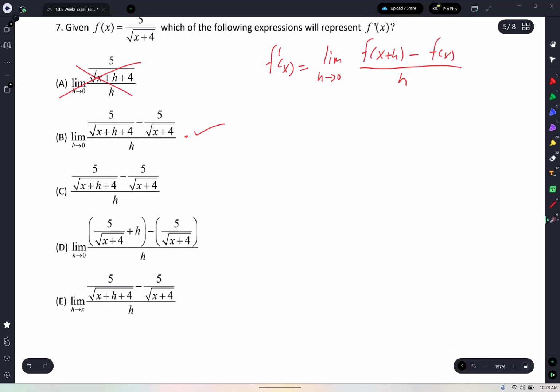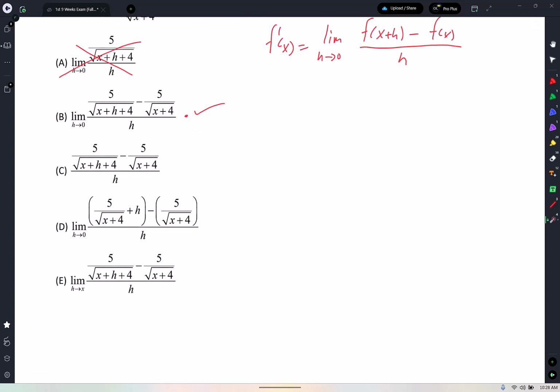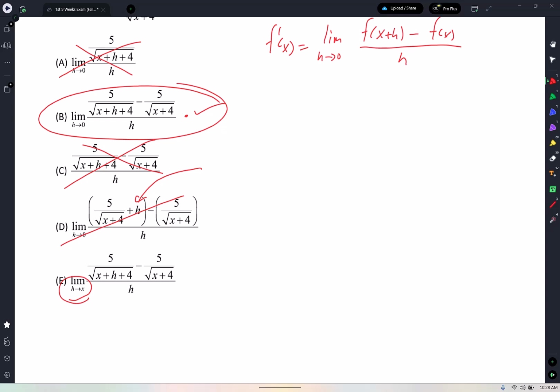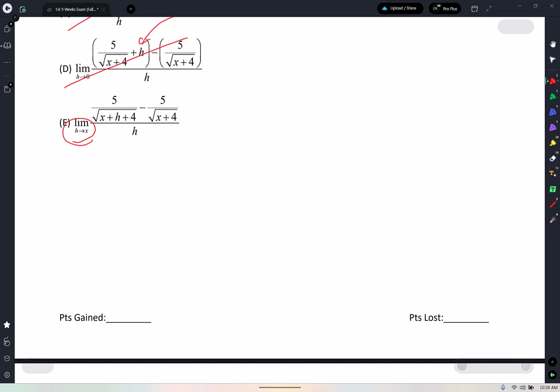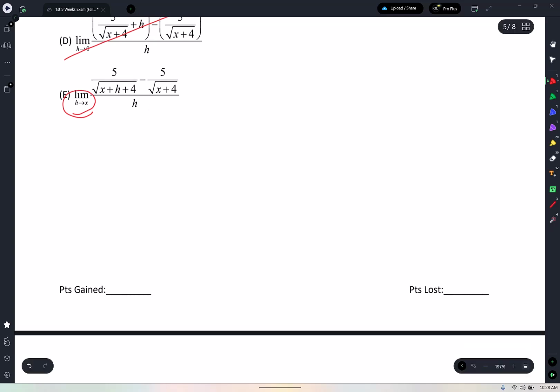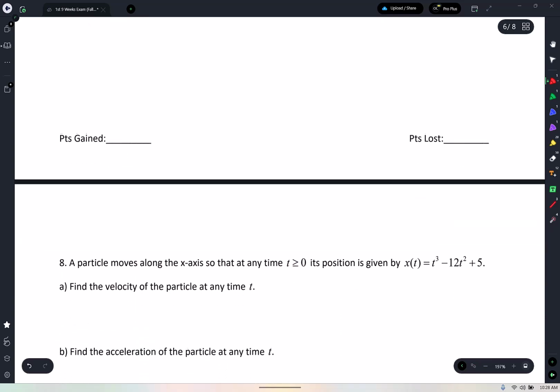Okay. Letter C. Can it be letter C? No, it doesn't even have a limit expression. Can it be letter D? No, it looks funky. Look, it just has that plus h there on the side. Out. Letter E. Look at letter E. No, because they have h approaches x. They're very tricky, those stinkers. Letter B. Letter E has x, h approaches x. So a lot of people might have chosen that.